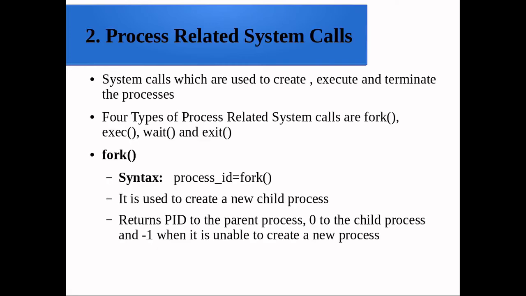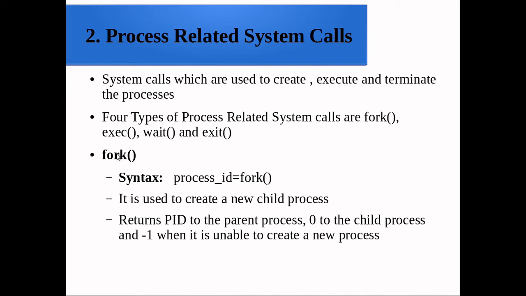Now we are moving on to the second category of system calls, that is process related system calls. These are the system calls used to create, execute and terminate processes. When I explained the process commands and process management topics, I already discussed these 4 types of system calls. Again I want to repeat this. We have 4 types of process related system calls: fork, execute, that is exec, wait and exit. We'll see them one by one.